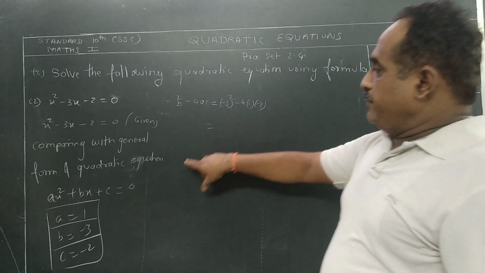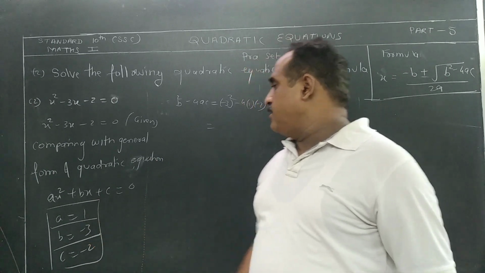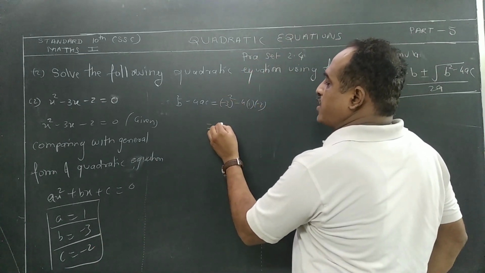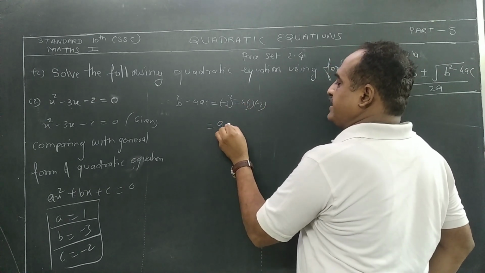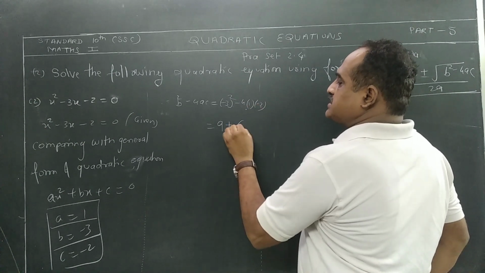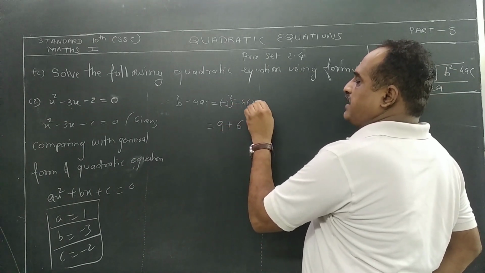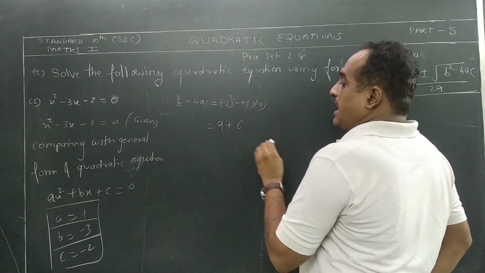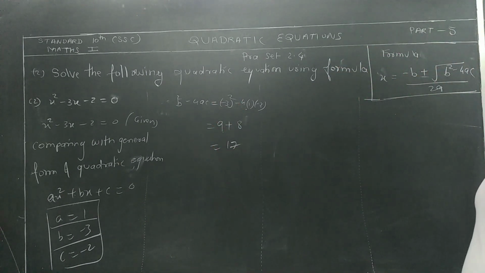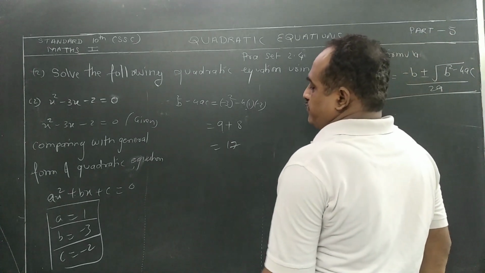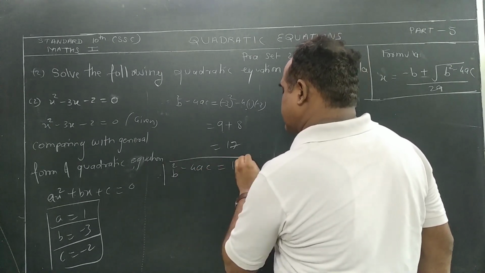That is, b square is minus 3 square minus 4. A value is 1 and c value is minus 2. Minus 3 square is plus 9. Minus into minus is plus again. 4 2s are 6. See once again, minus 3 square is 9. Minus into minus is plus. Plus into plus is plus only. The 4 2s are 8. Sorry, I made a mistake. 4 2s are 8, so 9 plus 8 is 17. You got it now? So you got the value of b square minus 4ac as 17. That you keep aside.